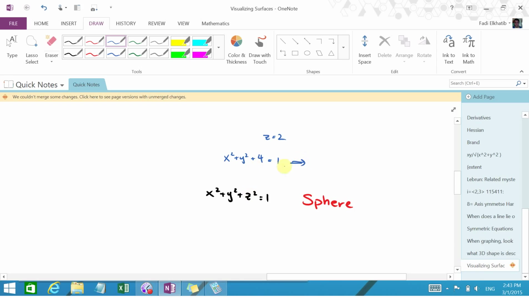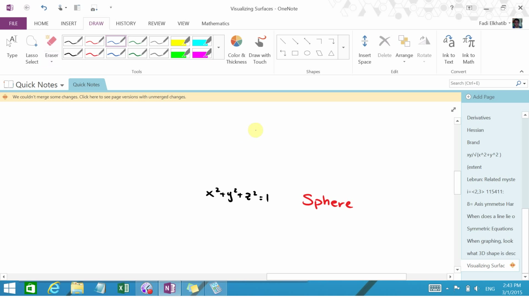Because 2 squared is 4, right? But then that implies x squared plus y squared equals negative 3. But x squared and y squared are squares. They got to be positive. There's no way on earth they could equal negative 3. So there is no simultaneous solution of z equal to 2 and x squared plus y squared plus z squared equal to 1. So that plane and the sphere simply do not intersect. That's the geometric interpretation of the algebra we just did.